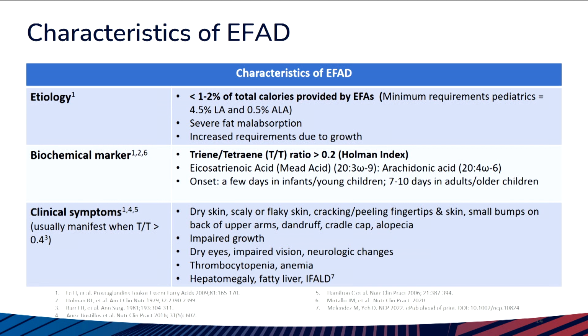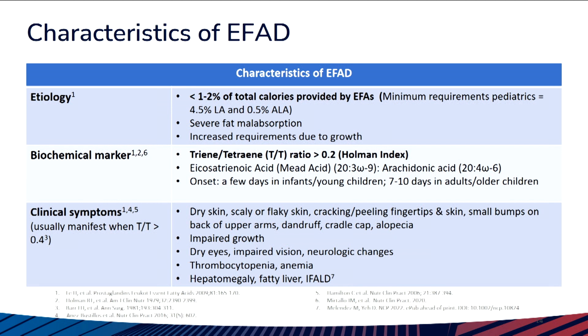And I think it's important to note that for adults and older children, 7 to 10 days is roughly how long it will take to see biochemical EFAD if they're not getting enough essential fatty acids in their diet. But with infants and young children, it can happen in a few days. They don't have the reserves that adults and older children have, so it's really important, especially in our PN-fed patients, to not hold lipids indefinitely. They have to have some sort of fat source, especially these younger patients.